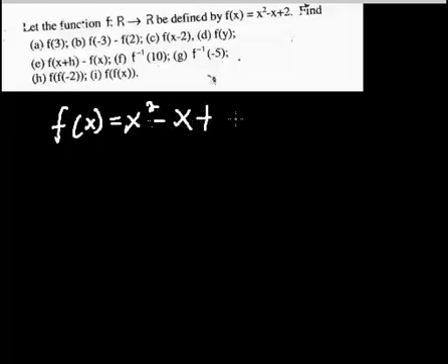I have another question on the screen. It goes like this. Let function f, which maps R to R, be defined as f of x. The definition of this function is equal to x squared minus x, then plus 2.